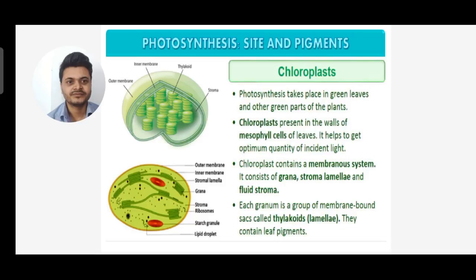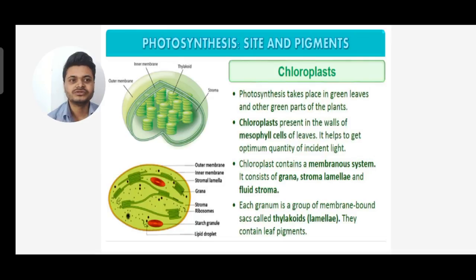You can see the outer membrane, inner membrane, stroma, lamellae, grana, ribosome, starch grain, lipid droplets, everything is given. So photosynthesis takes place in green leaves and other green parts of the plant. Chloroplasts are present in the wall of mesophyll cells of the leaf. It helps to get the optimum quantity of incident light.